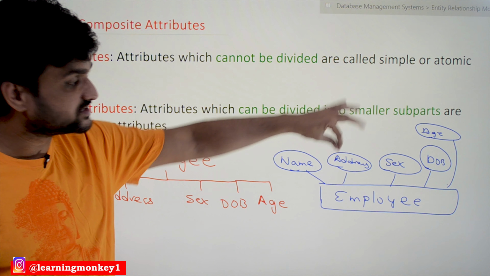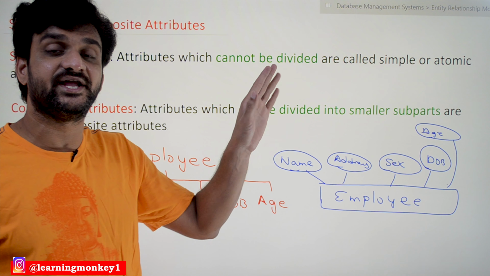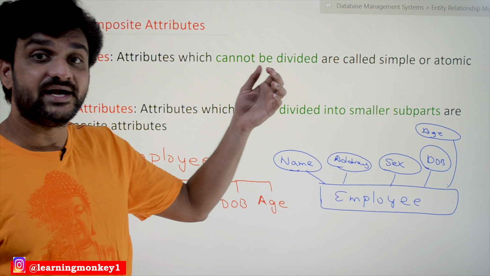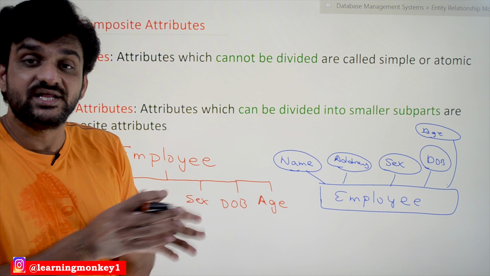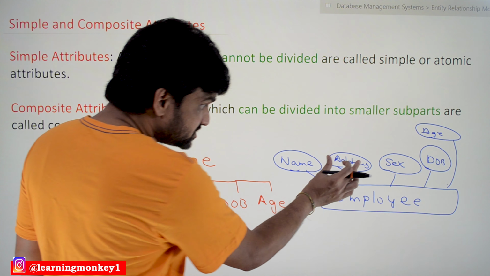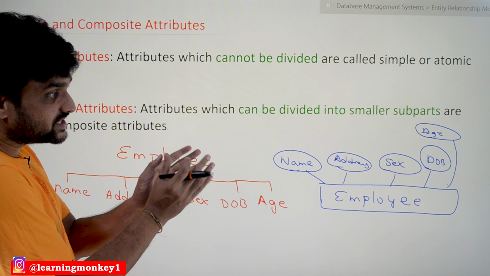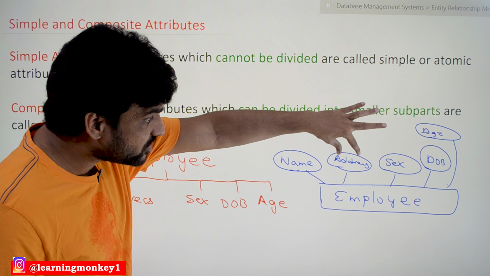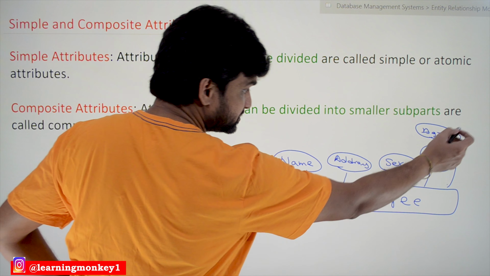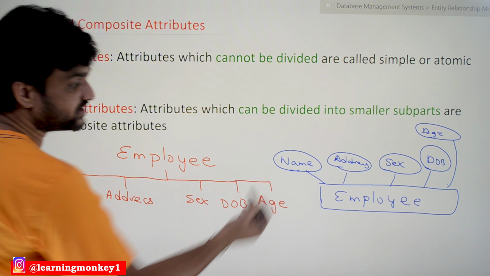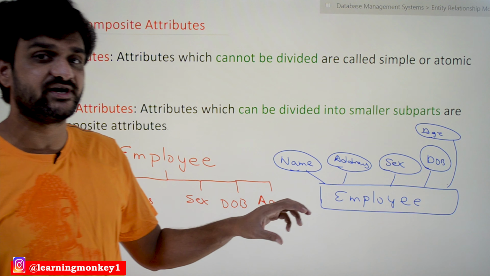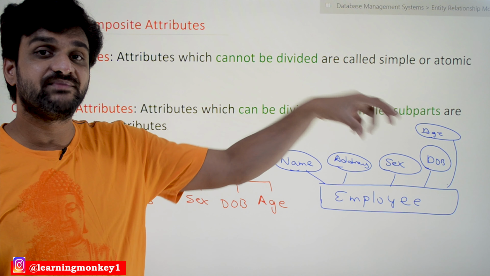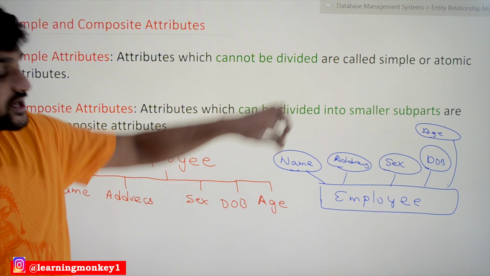But address can be further divided into street name and area name, and afterwards city name, state name. In that way we can divide this. There is a possibility for us to make this address into subparts. So this is a composite attribute. These three are simple attributes. This is a composite attribute. And name, if you take name, can it be further divided? Think about it. Yes, we can divide it into first name, middle name and last name. So name is also a composite attribute.